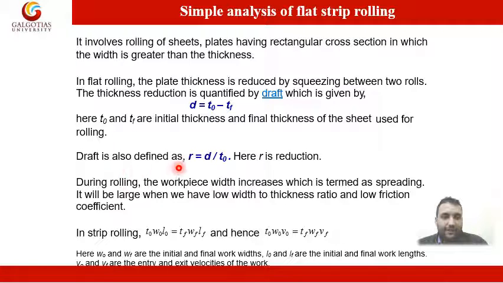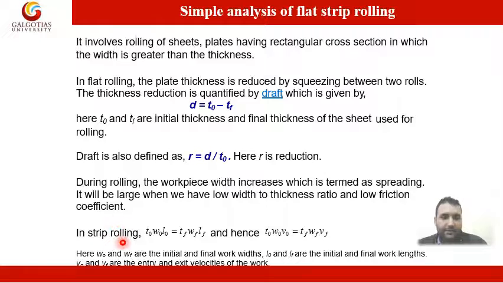The reduction is defined as r equal to d upon t0, that is, the draft divided by the initial thickness of the product. During rolling, the workpiece width increases, which is termed spreading. It will be larger when we have a low width to thickness ratio and a low coefficient of friction, as the coefficient of friction plays an important role in this concept.